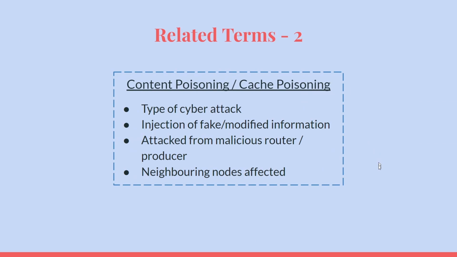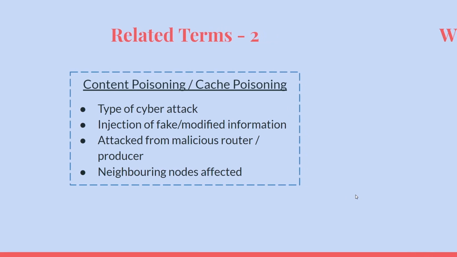Third, content poisoning. It is a type of cyber attack. It is when an attacker injects fake and/or modified information into the storage of the target. It accomplishes this task through a malicious router, producer, or a compromised router. After a successful insertion of malicious data, it can spread in the NDN topology through its neighboring routers.